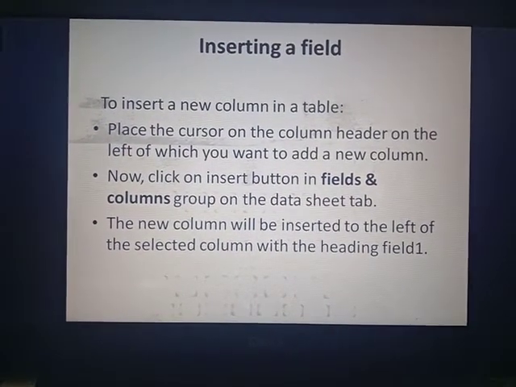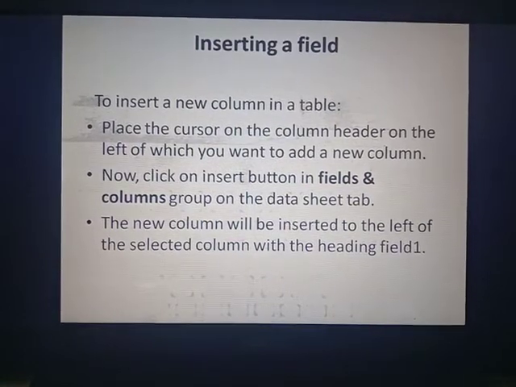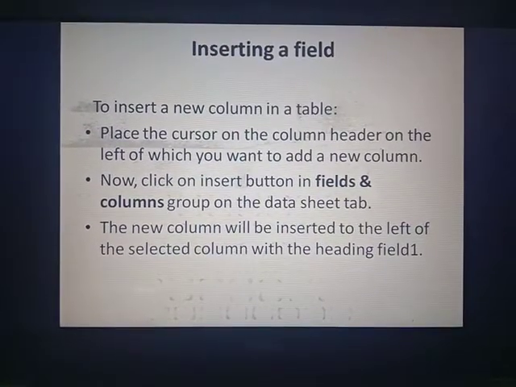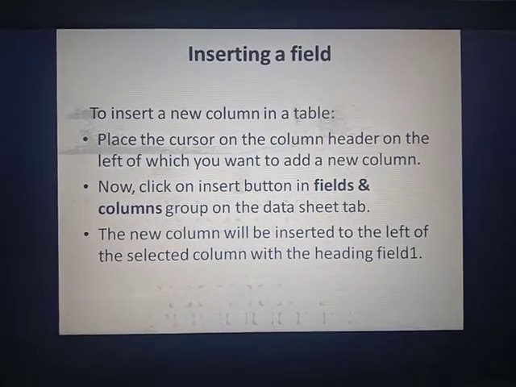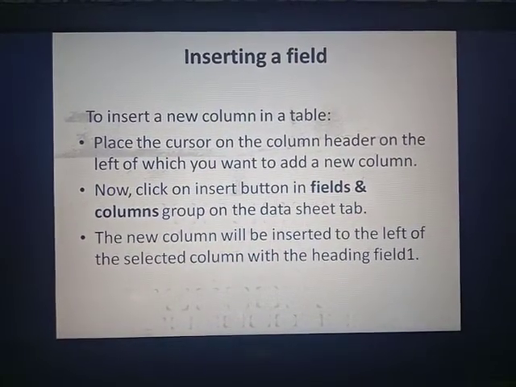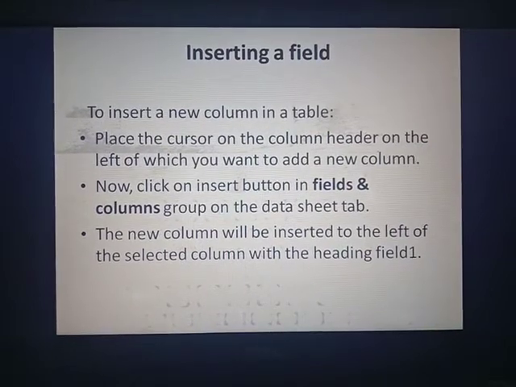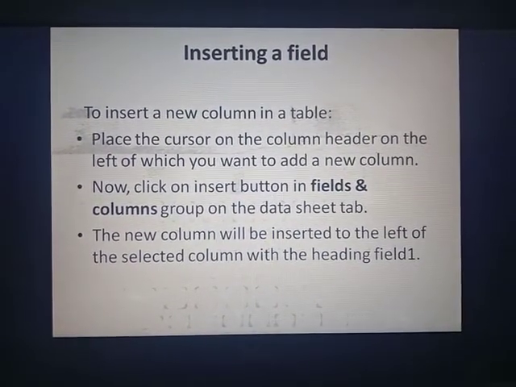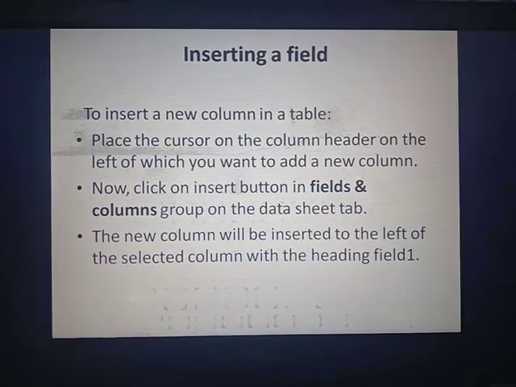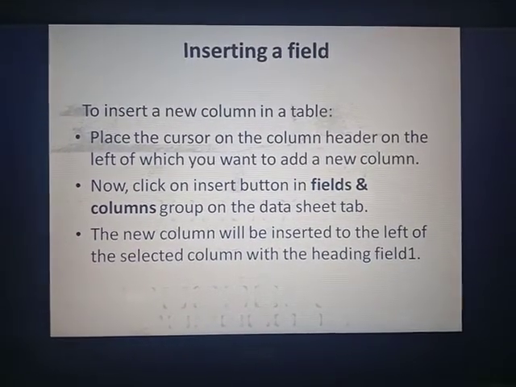Place the cursor on the column header on the left of which you want to add a new column. We have to place the cursor on the column header. Column header is the topmost row of the column. Now click on the insert button in the field and column group. There is a field and column group in the datasheet tab.